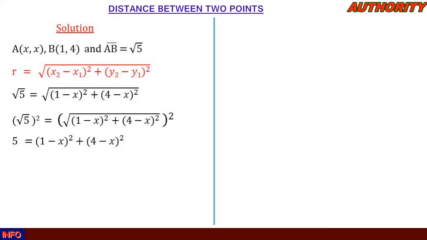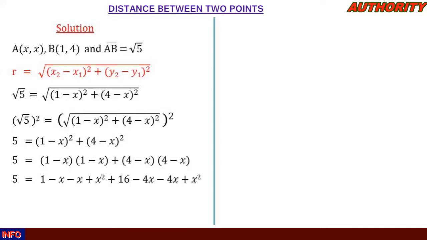This square is the same as opening the bracket into two places. When we expand them, we have 5 is equal to (1 minus x)(1 minus x) plus (4 minus x)(4 minus x). Expanding further, 5 is equal to 1 minus 2x plus x squared plus 16 minus 8x plus x squared. Now let's combine them together.